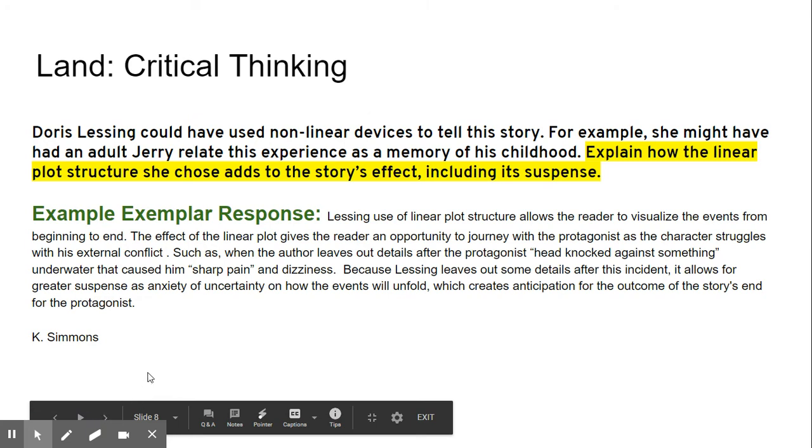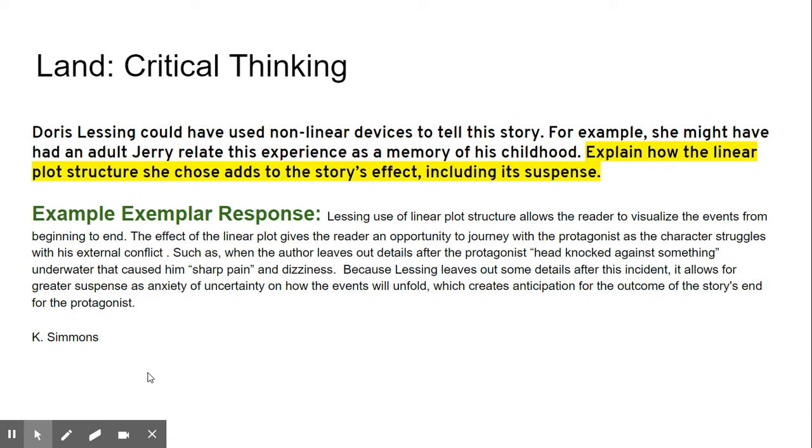Critical thinking. At the end of the story, you will complete a critical thinking question. So here's the question below. Doris Lessing could have used nonlinear devices to tell this story. For example, she might have had an adult Jerry relate this experience as a memory of his childhood. Explain how the linear plot structure she chose adds to the story's effect, including its suspense.